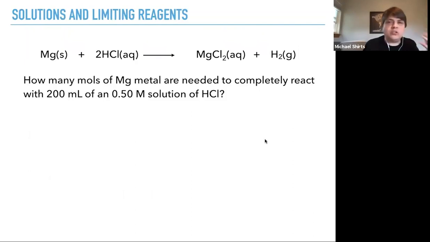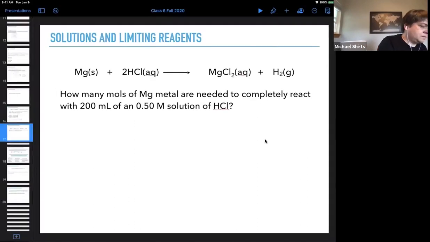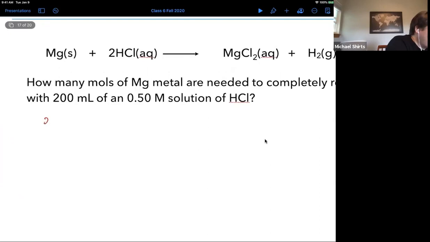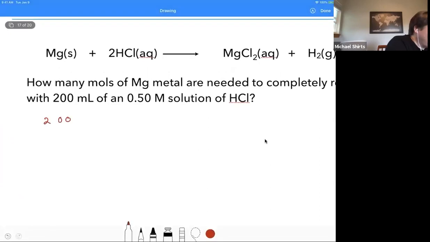So what we'll do is, we don't need to know each of them. Let's just figure out how many moles of magnesium metal are needed to completely react with 200 milliliters of a 0.5 molar solution of hydrochloric acid. So we've got 200 milliliters solution, and let's convert that to liters because we've got the molarity.